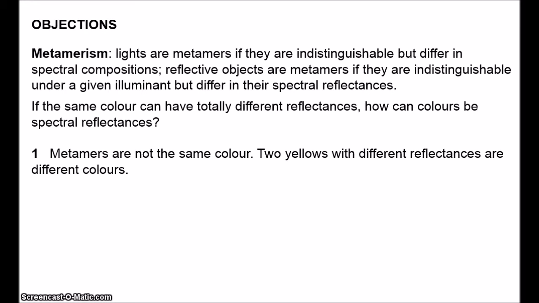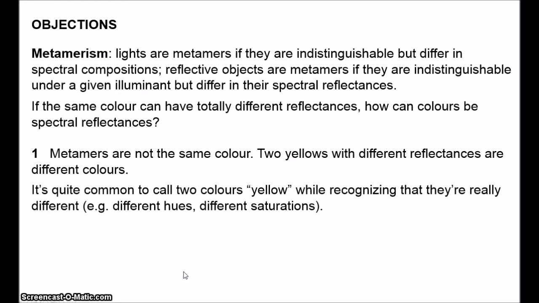Indeed, in general, note that some people seem to have better colour discrimination than others. Two people will fail to see the differences between hues of the same colour that others can clearly distinguish. You know, one person will look at two different hues of the same colour and be unable to distinguish them, whereas somebody else will look at them and easily distinguish them. Similarly, people have different abilities to distinguish slightly different levels of saturation. So we often call two colours yellow while still recognising that they're actually different.